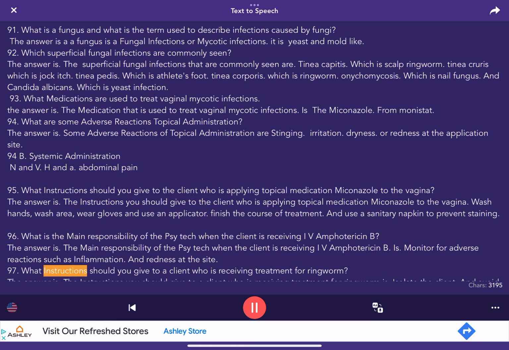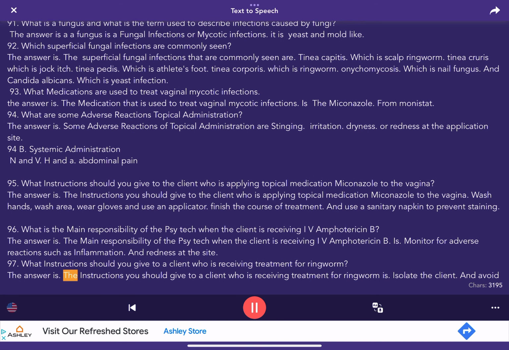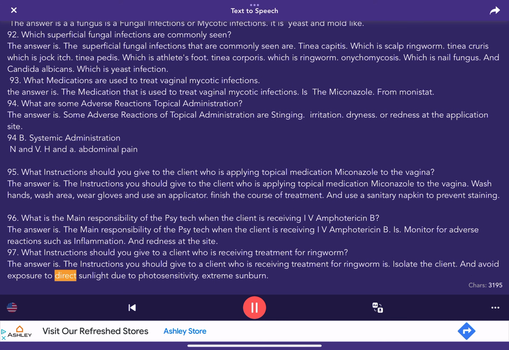97. What instructions should you give to a client who is receiving treatment for ringworm? The answer is, isolate the client and avoid exposure to direct sunlight due to photosensitivity and extreme sunburn.